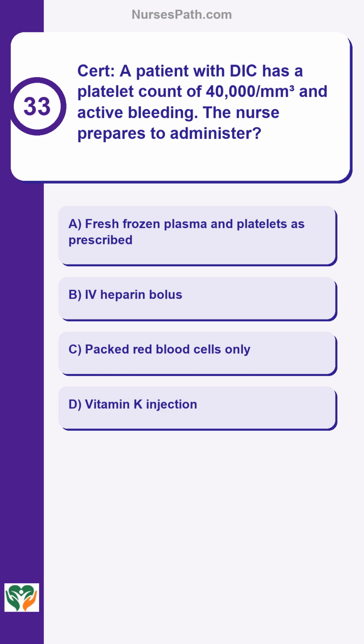Question 33. CERT. A patient with DIC has a platelet count of 40,000/mm³ and active bleeding. The nurse prepares to administer? Fresh frozen plasma and platelets as prescribed. IV heparin bolus. Packed red blood cells only. Vitamin K injection.